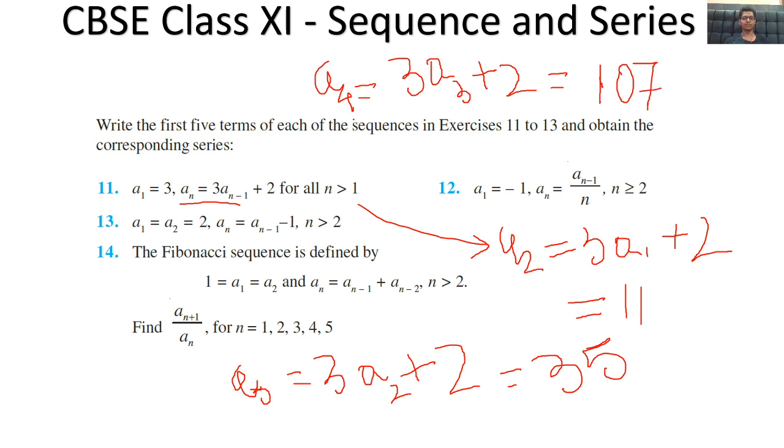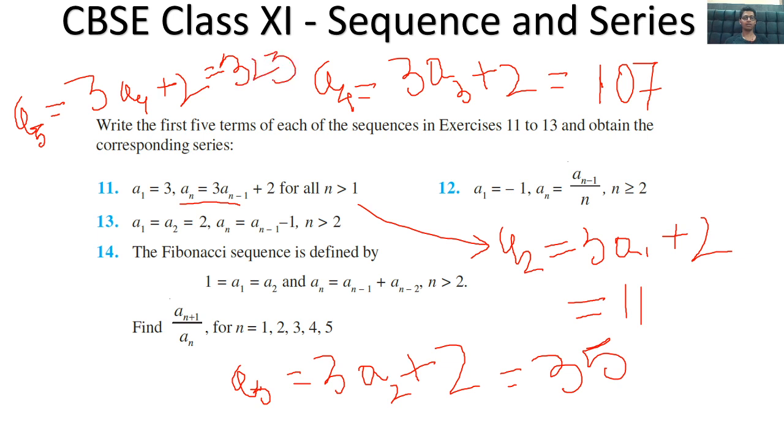There we have it, the a4th term. Next, we'll begin with a5. a5 is going to be 3a4 plus 2. So we have a4 is equal to 107. 107 times 3 is 321. 321 plus 2 is going to be 323.